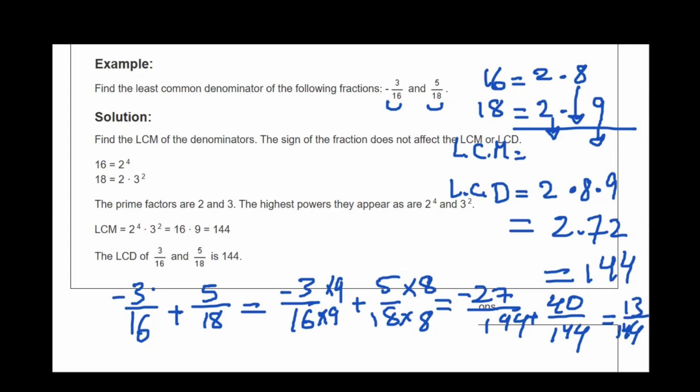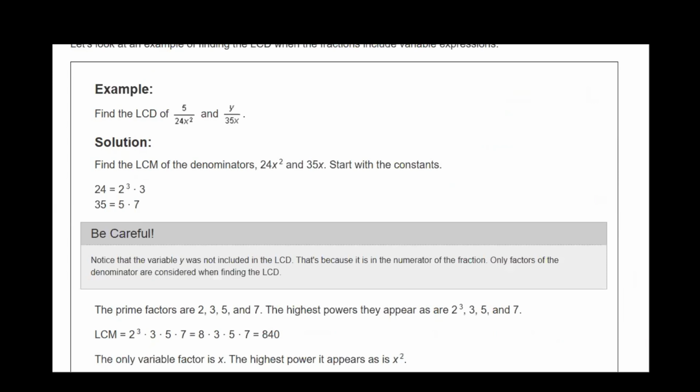If we are adding or subtracting fractions, we have to find the least common denominator. Again, he's asking about the least common denominator for this and this. So we have 35x and 24x squared. What is the least common multiple between 35 and 24?